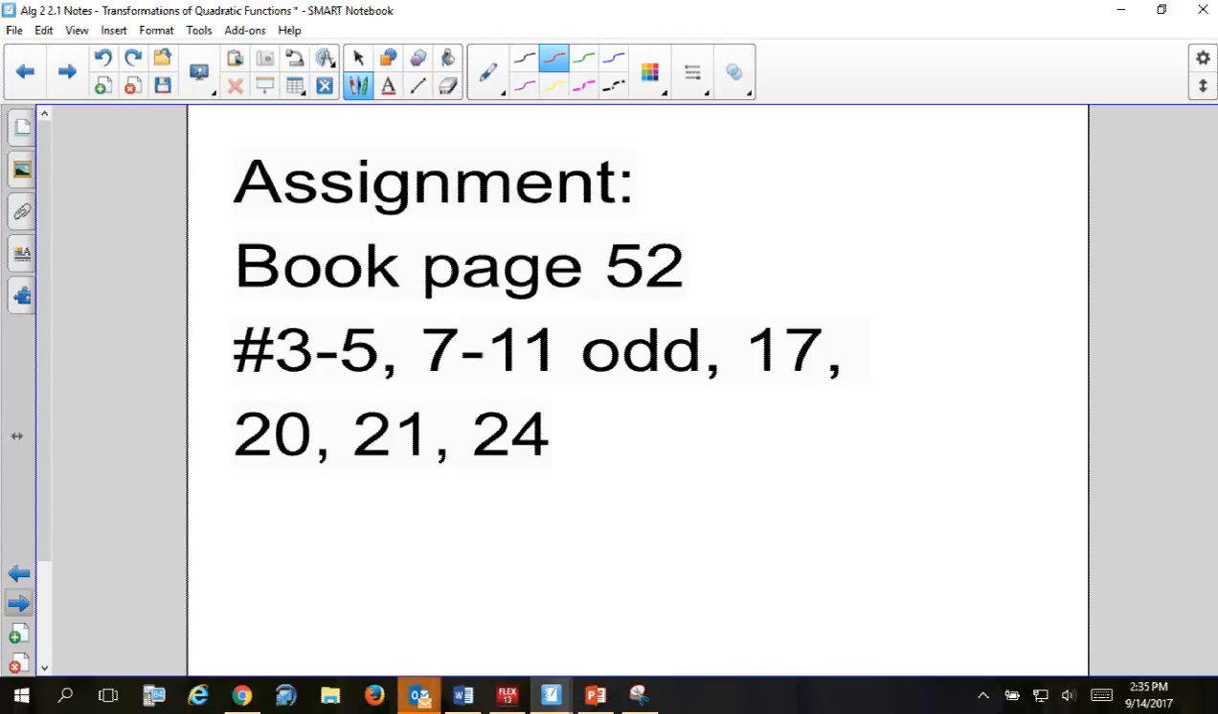So the assignment is page 52, 3 to 5. 7 to 11 odd, so the odd part is only the 7 to 11. The 3 to 5 is all. 17, 20, 21, 24. I'm going to stop the video and then put that right back up. Nobody needs to hear me talking now.